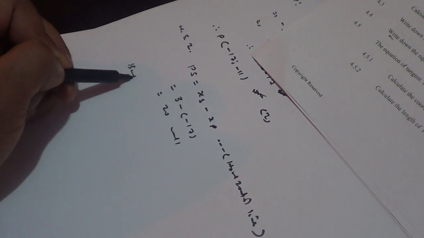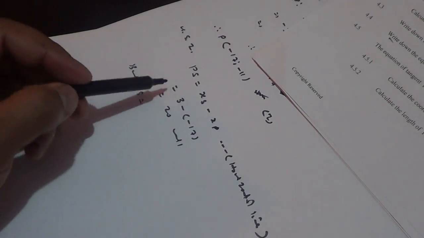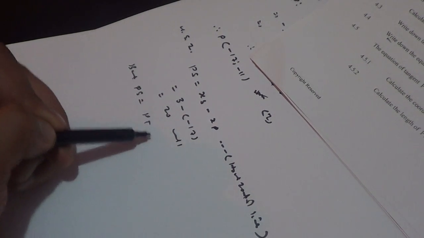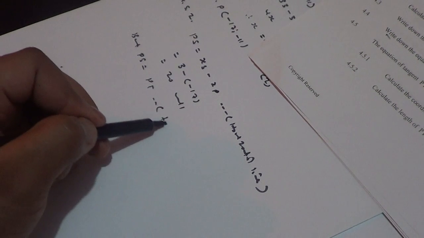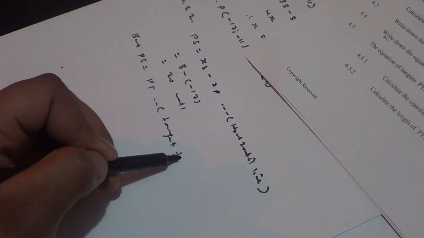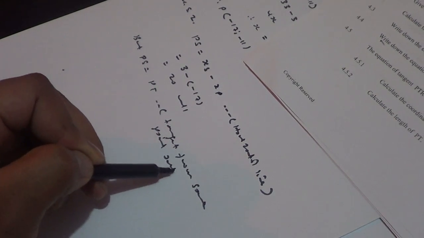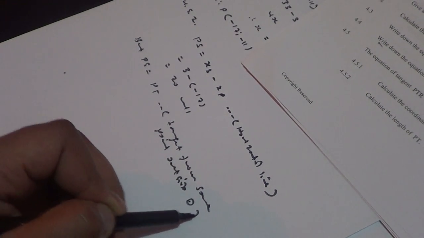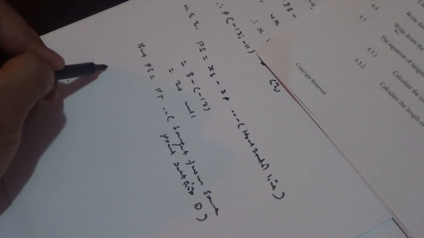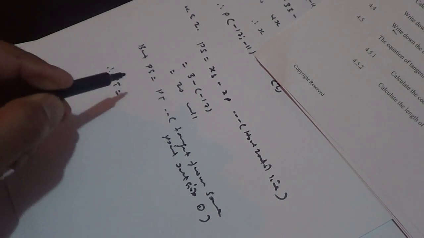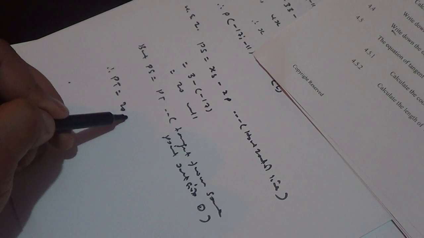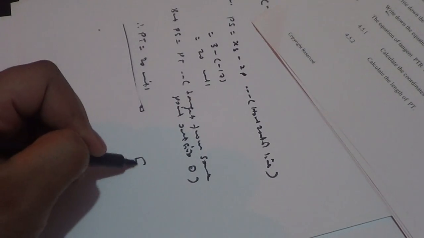But PS is equal to PT. These are tangents from the same point outside the circle. Done. So therefore our PT is equal to 20 units. Sorted. Now you have yourself those 17 marks.